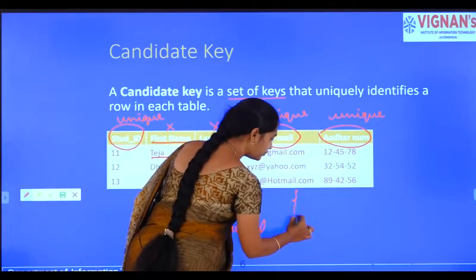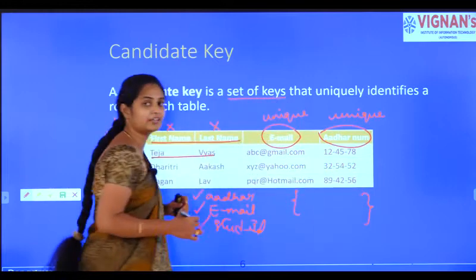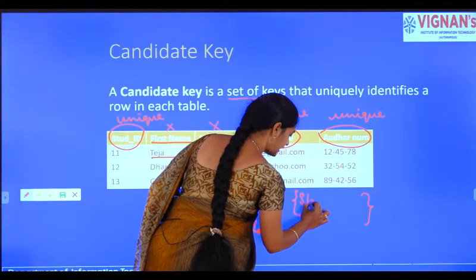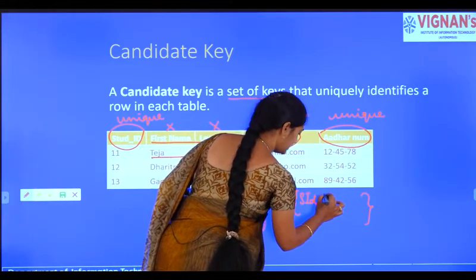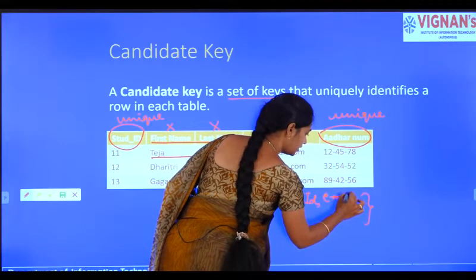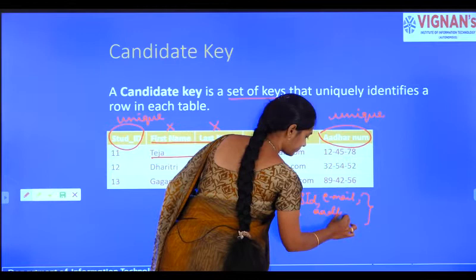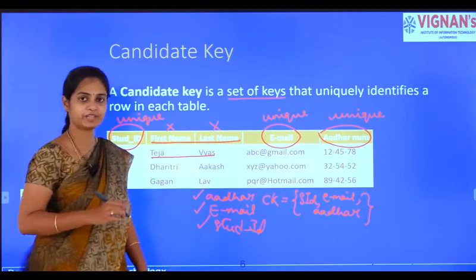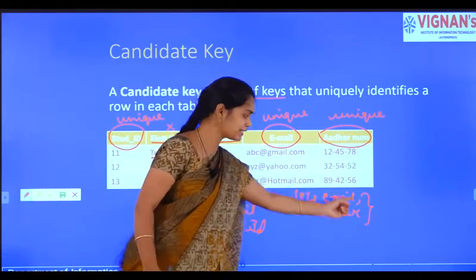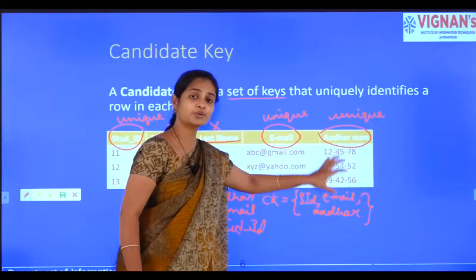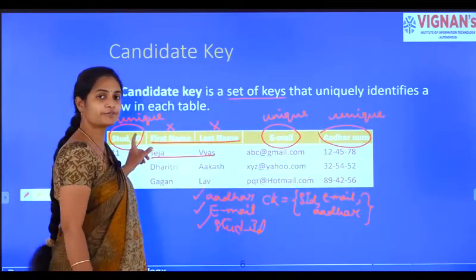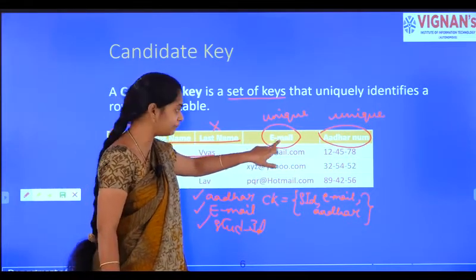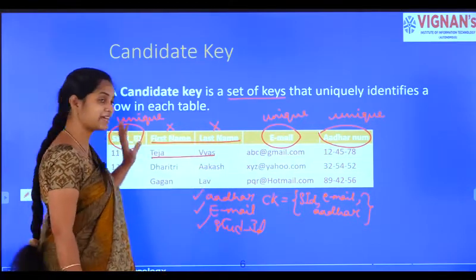The set of unique keys will become a candidate key. What is a candidate key? The set of unique keys means student ID, comma, email, comma, Aadhaar. These set of attributes will together become a candidate key, right? All of these attributes are unique, so you can uniquely identify each entire tuple. No duplications are allowed in email as well as Aadhaar number as well as student ID.